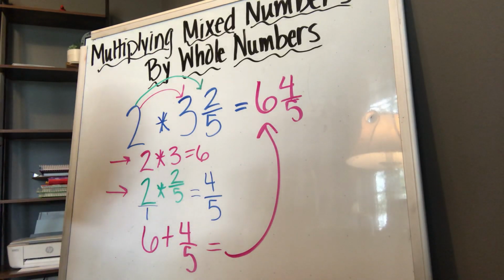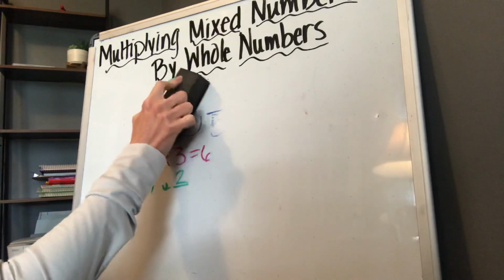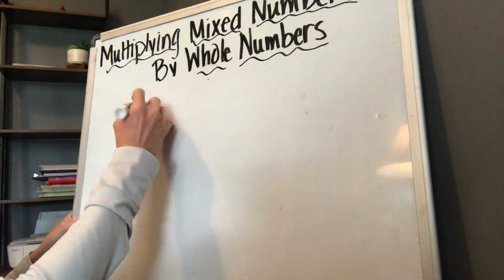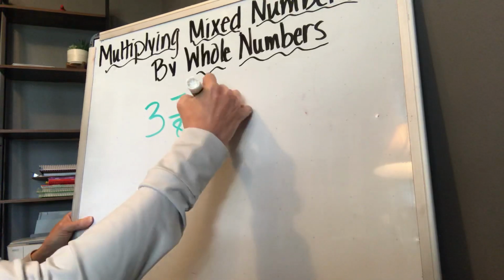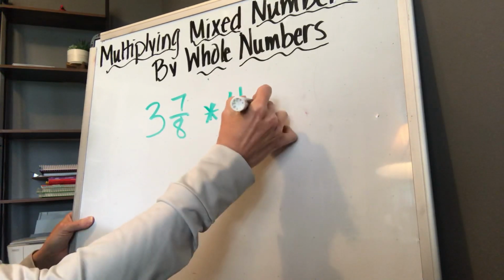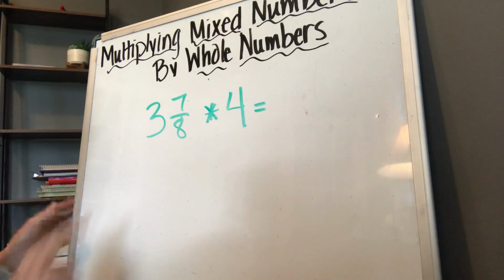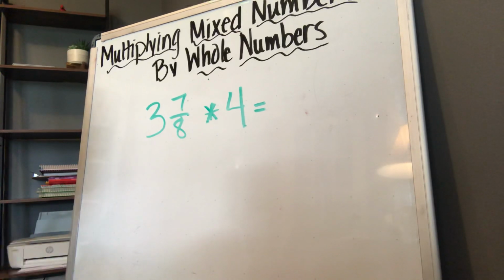Now we're going to do another one together. I'll write the problem, I'll give you a minute to solve it, then we'll check it together. All right, for the one together, we are going to multiply 3 and 7/8 times 4. Remember the steps from the one I just modeled. Your whole number times your whole number, then your whole number times your fraction, and add your two products together. Pause your video now to solve the problem, then turn it back on to check your work.